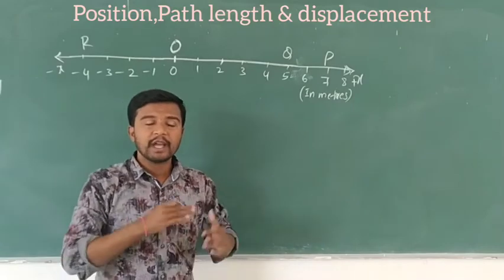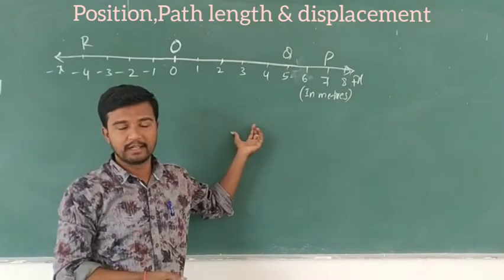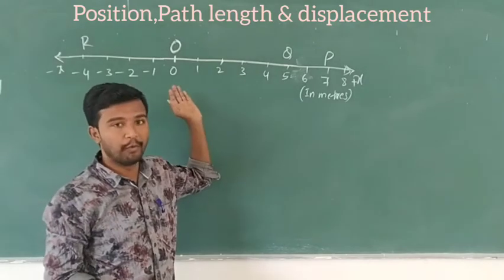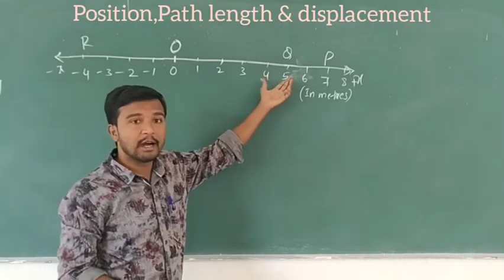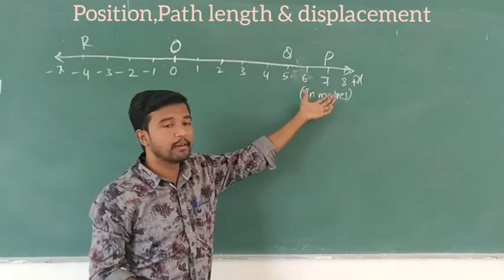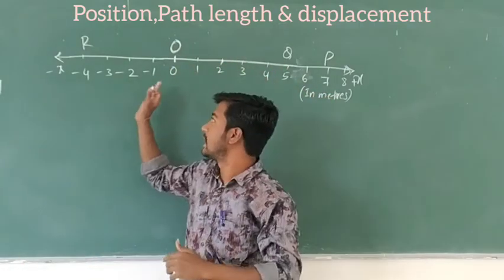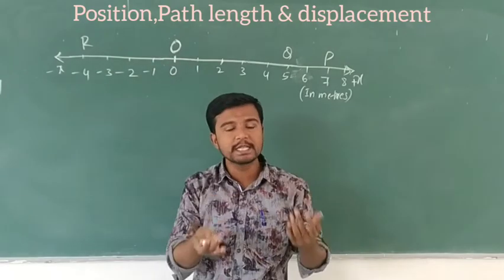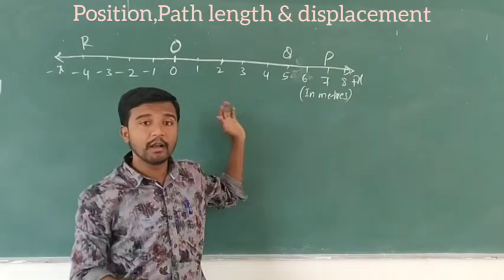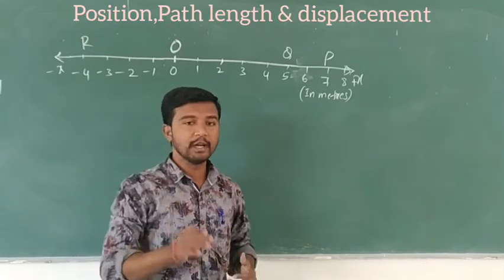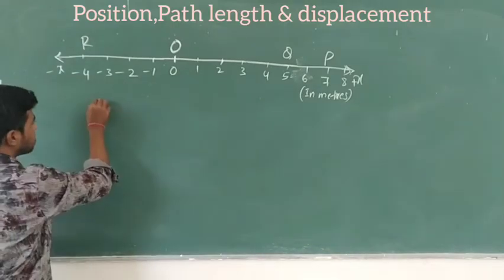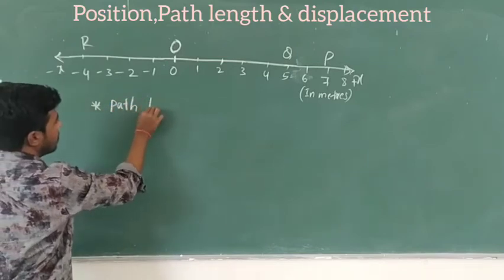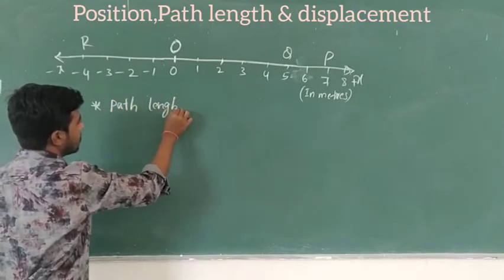Now in this figure, what is the position of an object from O? What is the length of Q from O? What is the length of P from O? What is the length covered by R from O? And what is the displacement in this figure for all the objects? Let us see one by one. First is the path length.